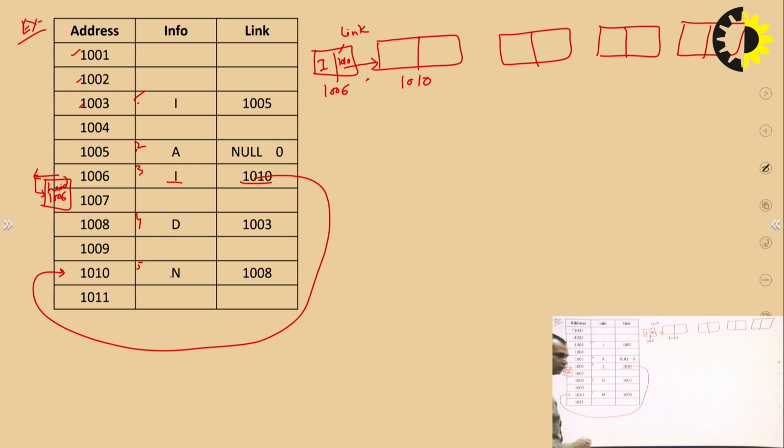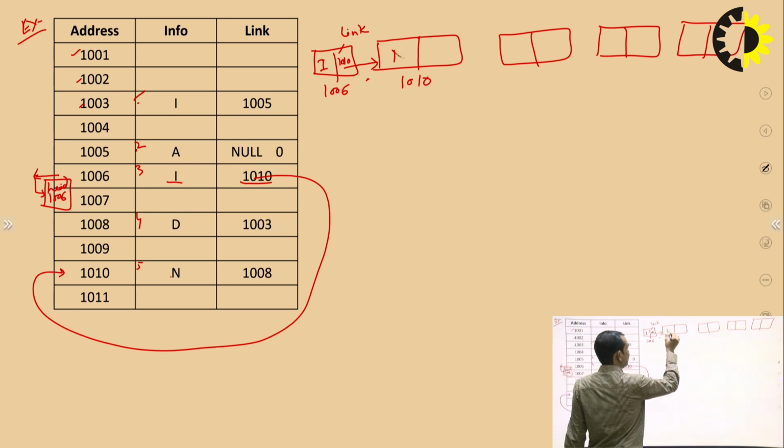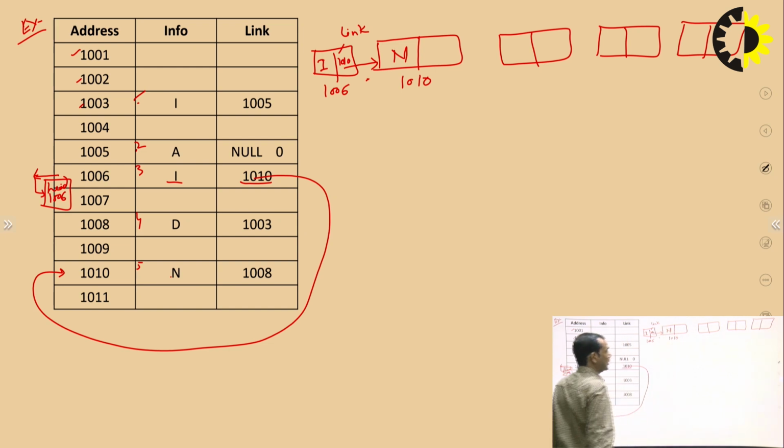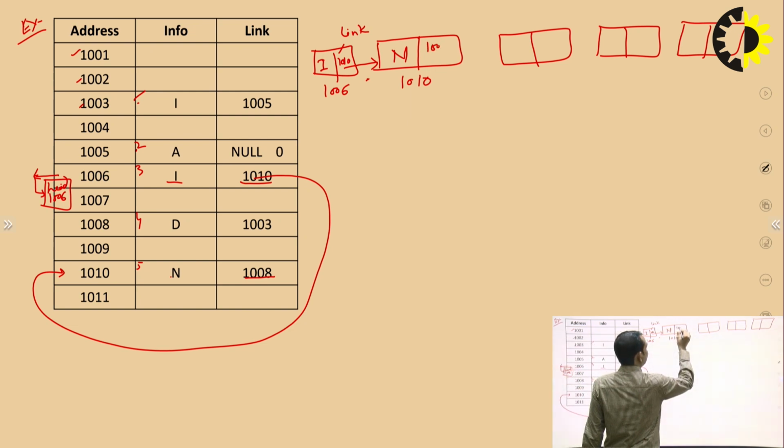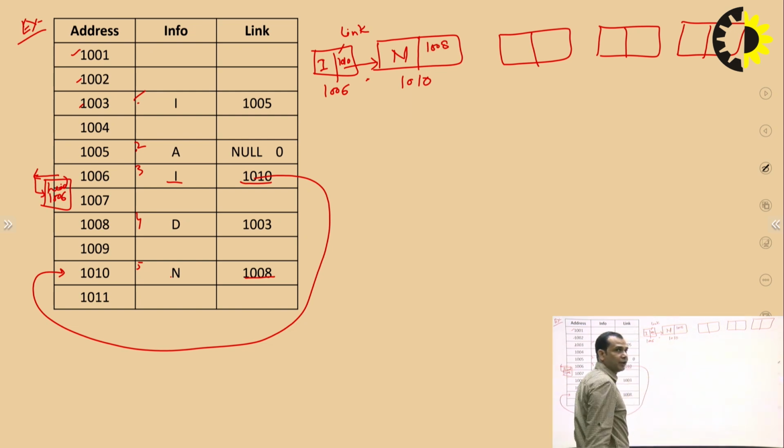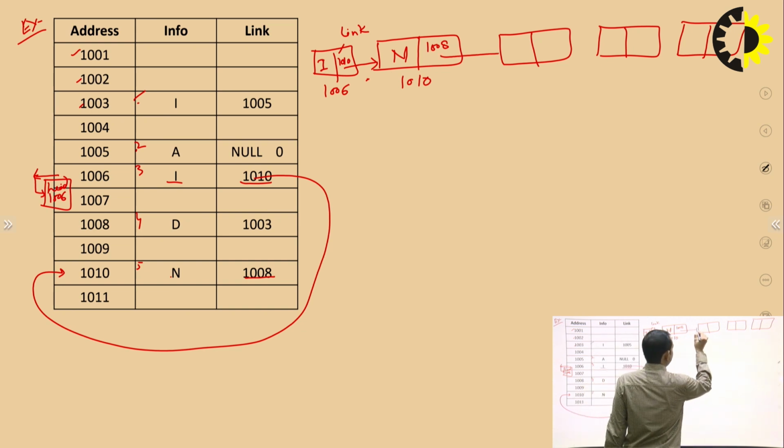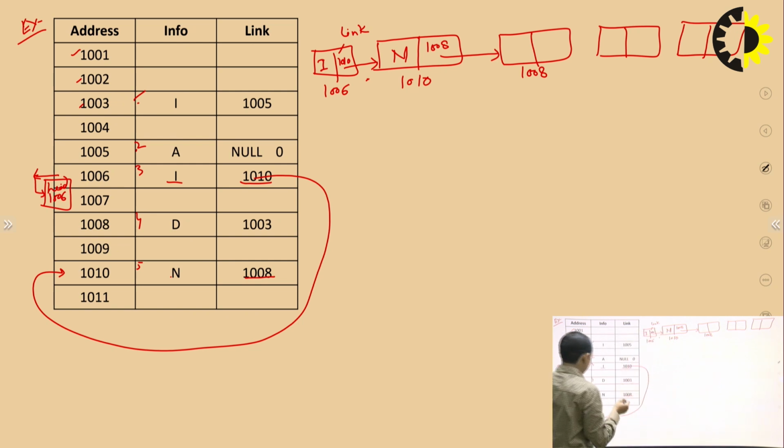that is N. So again in this info part the value stored is N, and what is the next part? N's next part is 1008. So in this link part what value will be stored? That is 1008, which indicates the next node, and the address of the next node is 1008. So when we go to 1008, what do we find there? That is D.